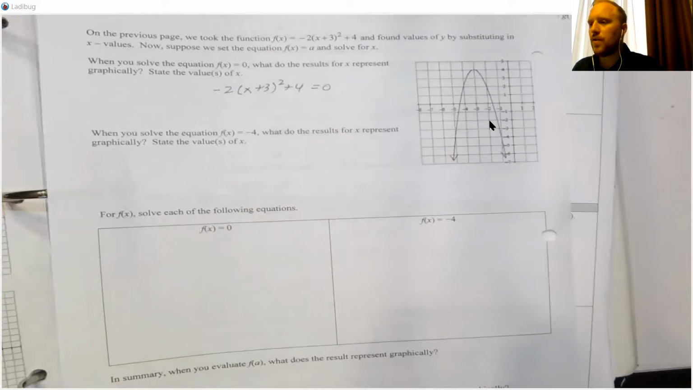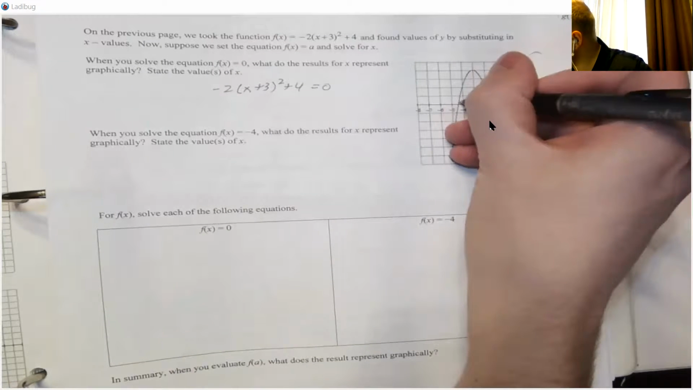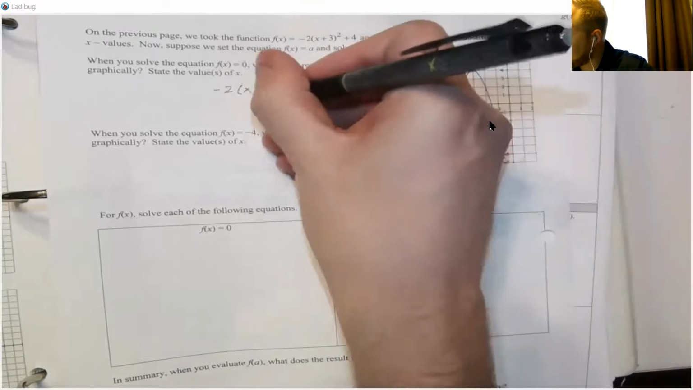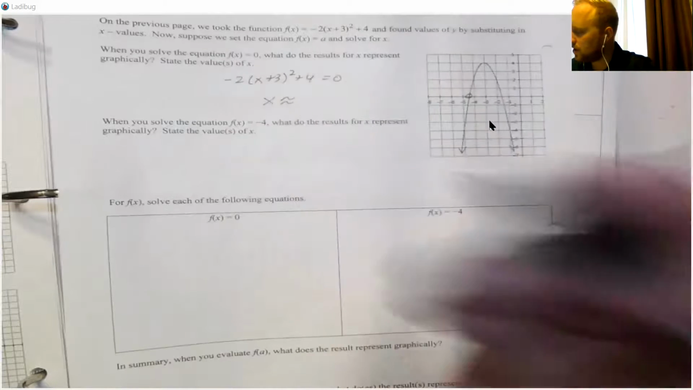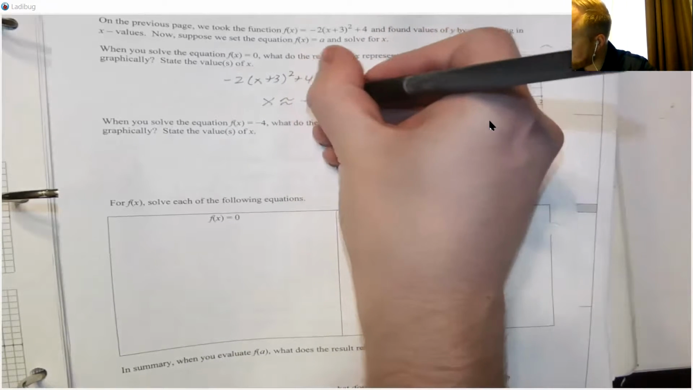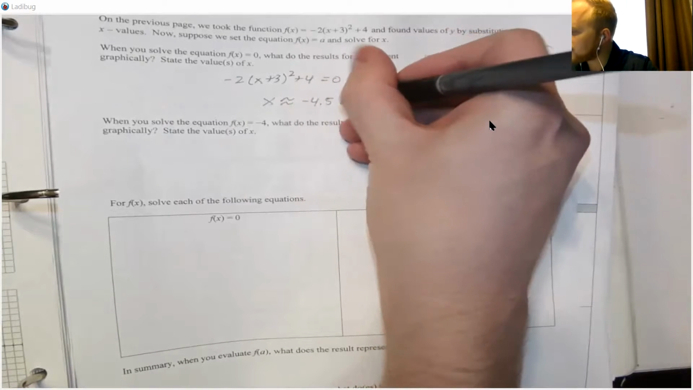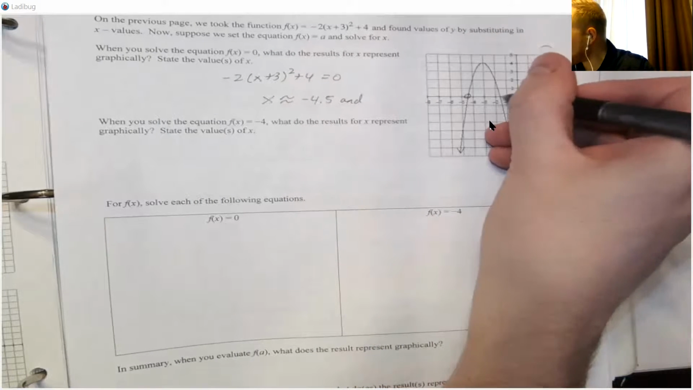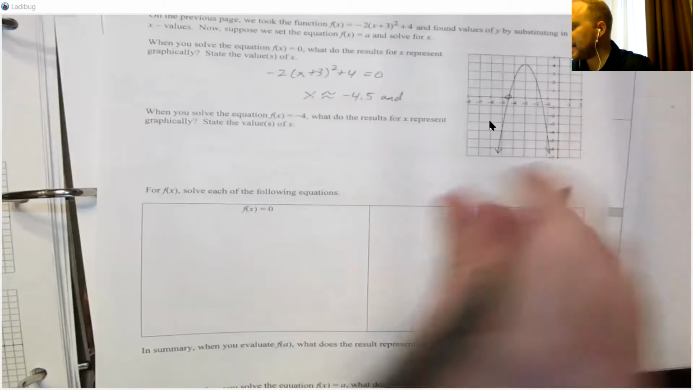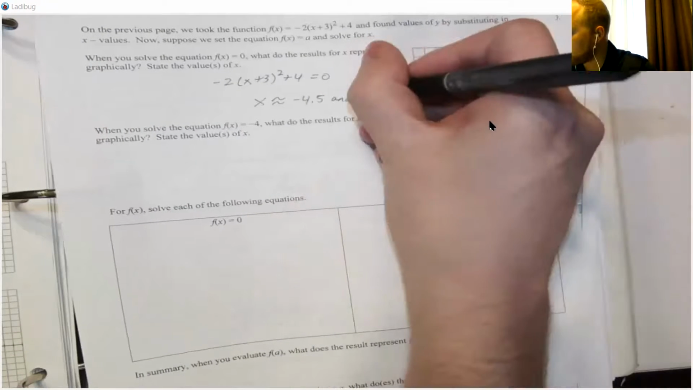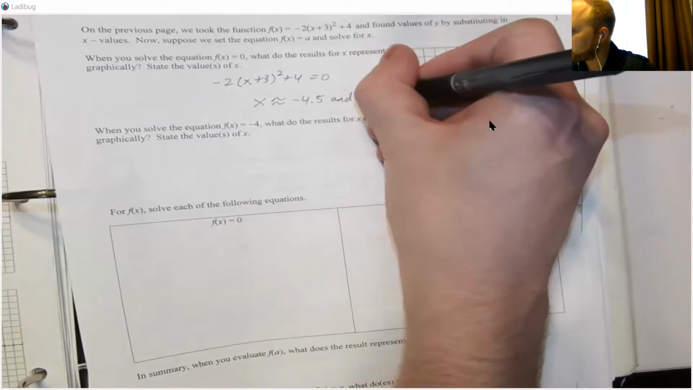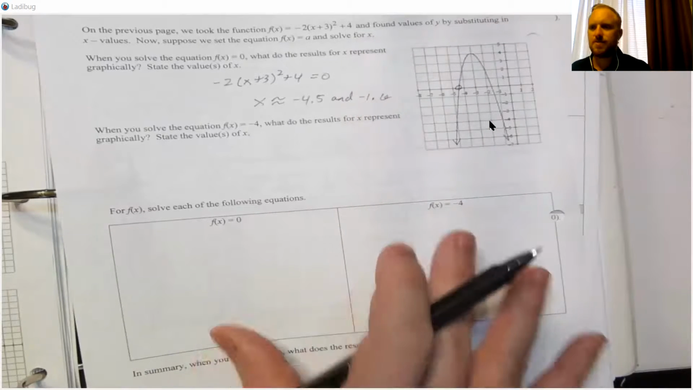So if we were to estimate this one right here, we could say it's approximately, this symbol right here means approximately, -4.5. And this other one is pretty close to -2, but it's a little bit over half of in between -1 and -2. So we'll say that this is approximately -1.6. So those are our approximate values.